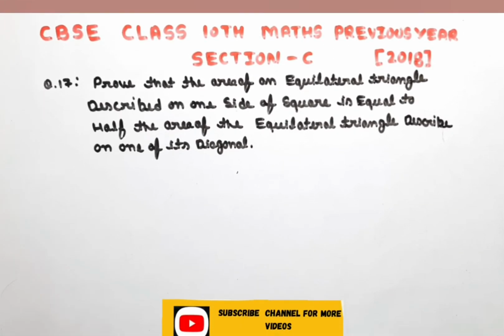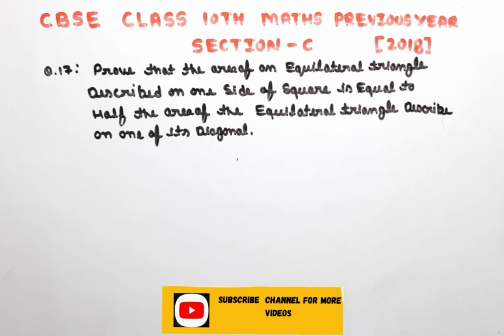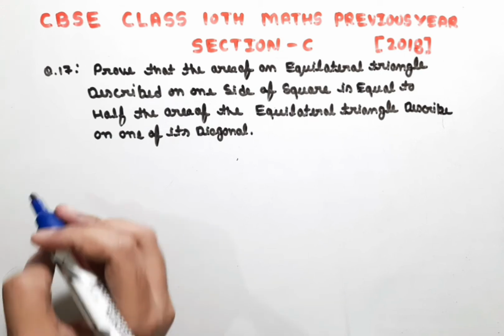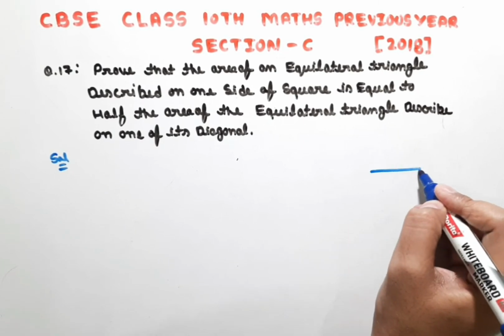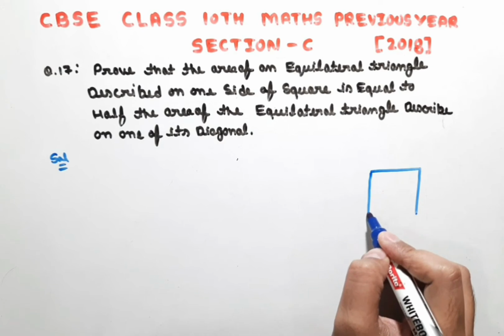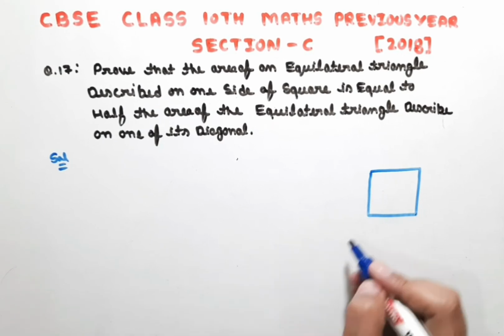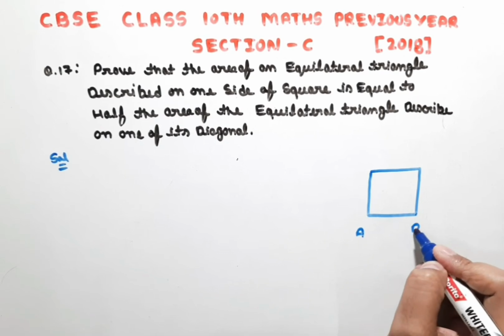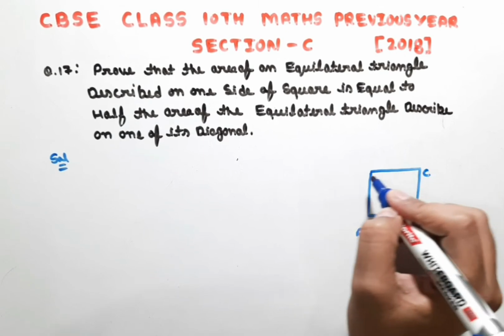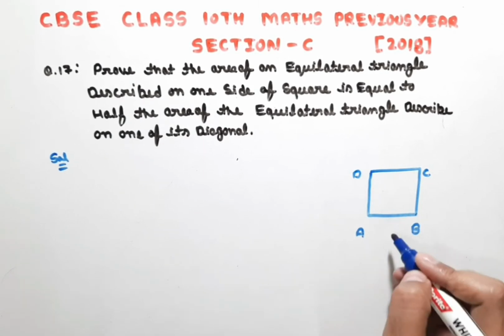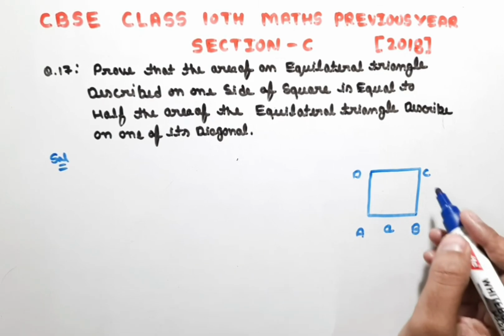Question number 17. Prove that the area of an equilateral triangle described on one side of a square is equals to half the area of the equilateral triangle described on one of its diagonal. In this problem, let a square ABCD, let its side be A. So all four sides will be A.